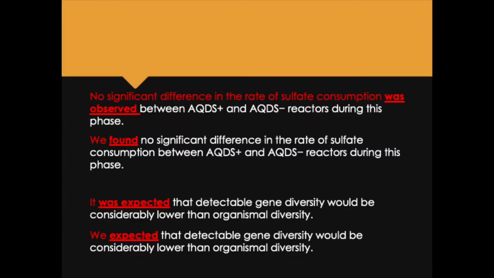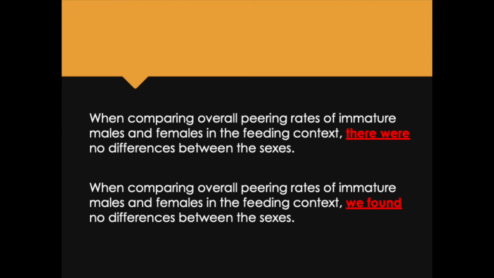The second example, it was expected that detectable gene diversity would be considerably lower than organismal diversity. It was expected by who? By us, the authors. We expected that detectable gene diversity would be considerably lower. And this one is a simple one. When comparing overall peering rates, there were no differences. Just change that to when comparing overall peering rates, we found no differences. That one's simple. It doesn't change the number of words, but it does make the sentence more relatable and more active.